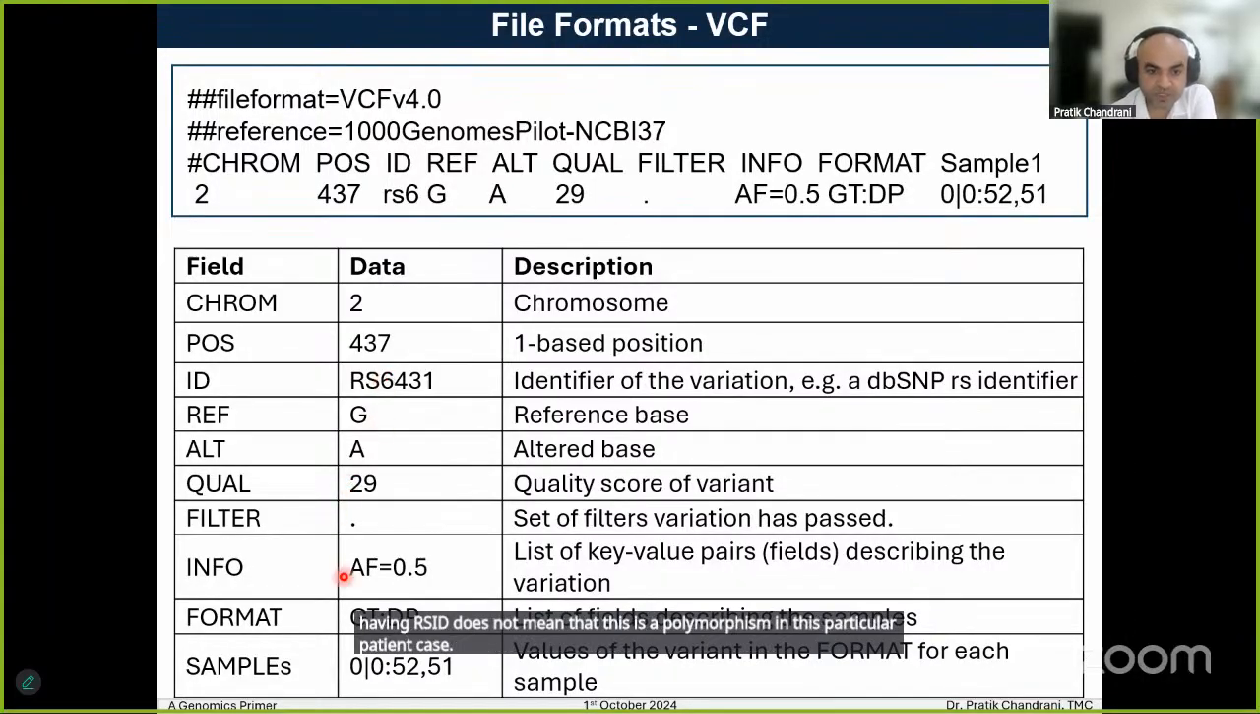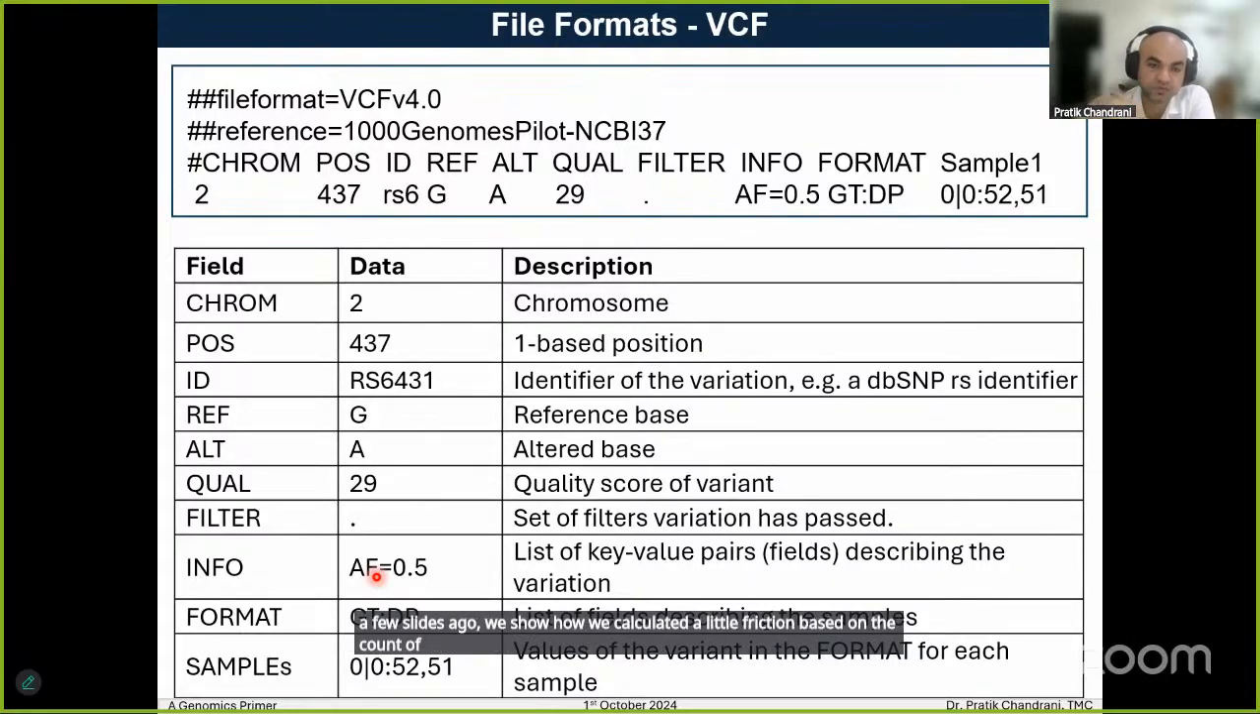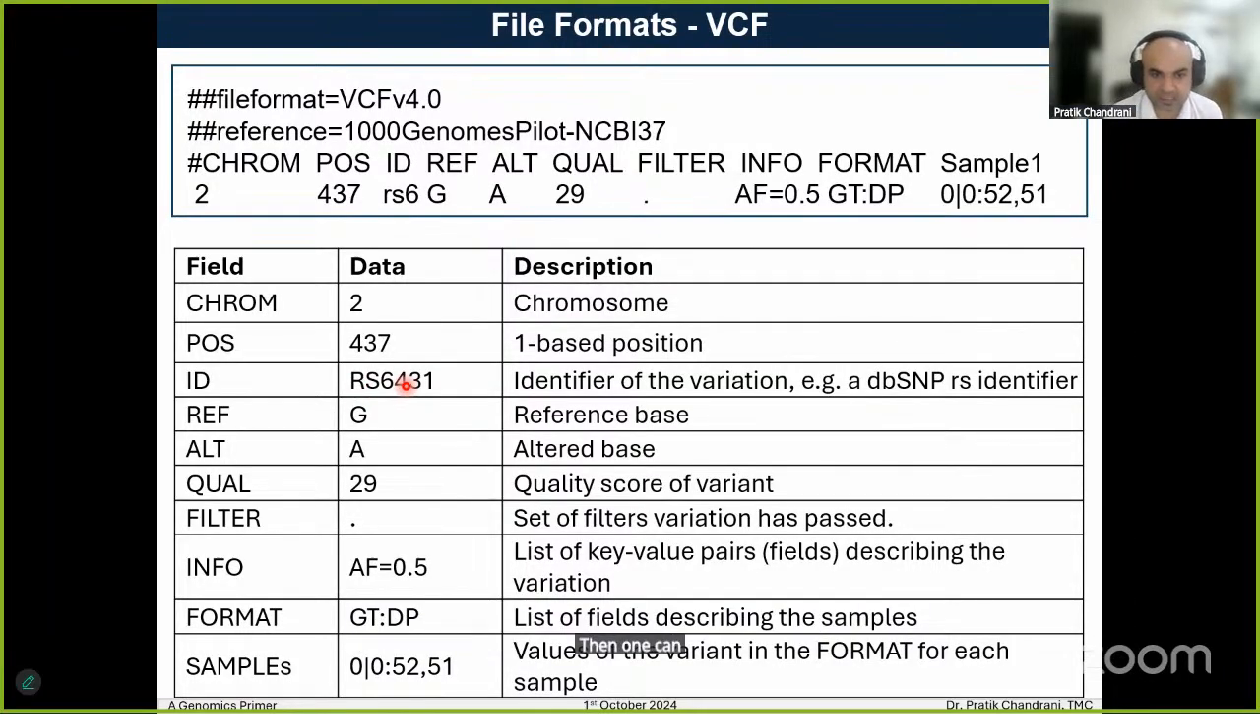So the second parameter that we can look at is allelic fraction. If you recall, a few slides ago, we saw how we calculated allelic fraction based on the count of altered base pairs and count of the reference base pairs at a particular location. And that is what we get to see in this VCF file. If allelic fraction is 0.5 and if there is already an annotated RSID, then one can much more confidently say that this is very likely to be a germline polymorphism. But again, this is not confirmation in the clinical setting or in the research setting.